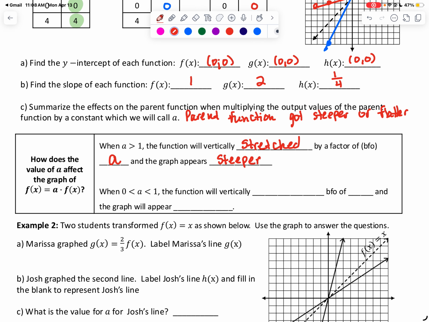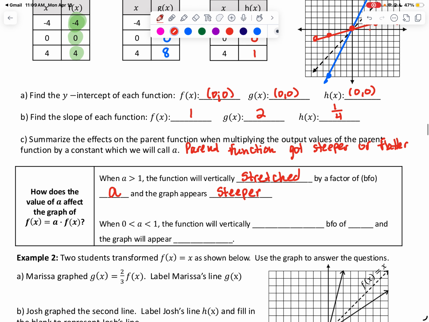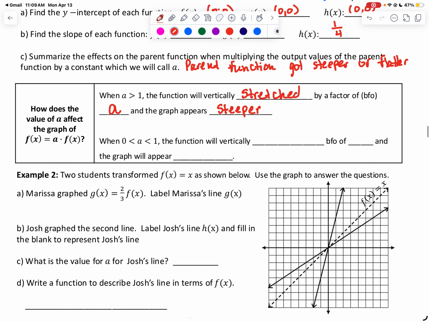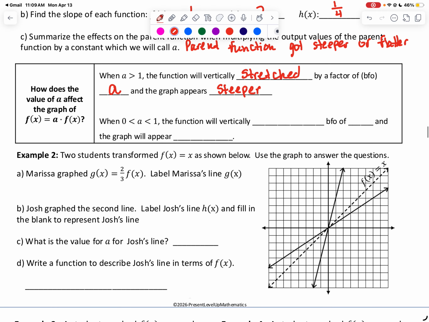Now, what about when the value of a is a number between 0 and 1? For instance, up here we had a value of a of 1/4. So if your value of a is a number between 0 and 1, then the function will vertically compress. That means it's getting closer and closer to the x-axis by a factor of a, and the graph will appear flatter.